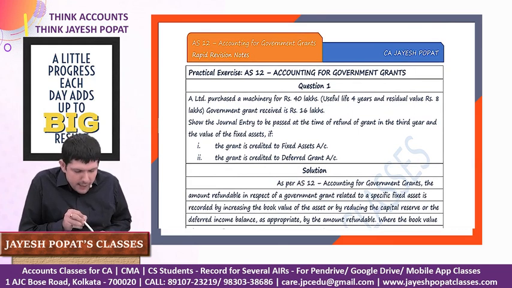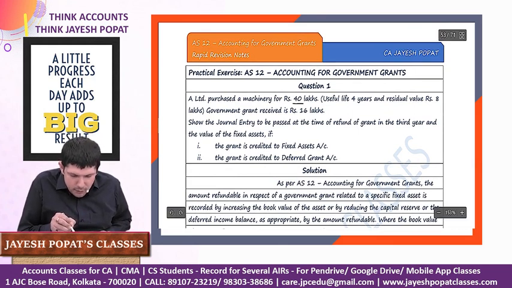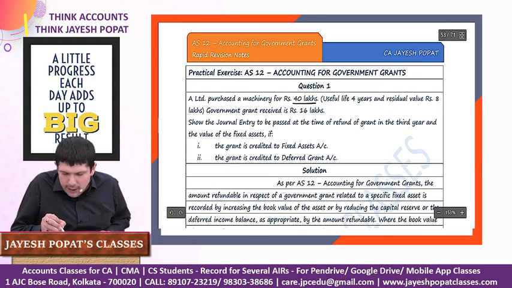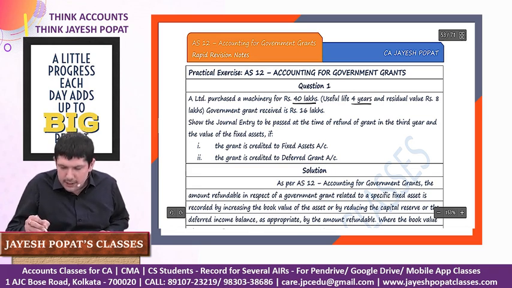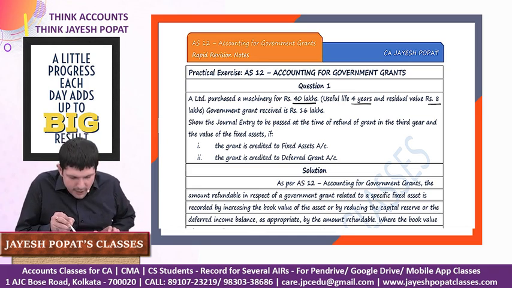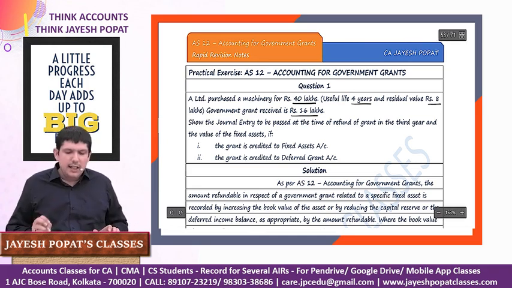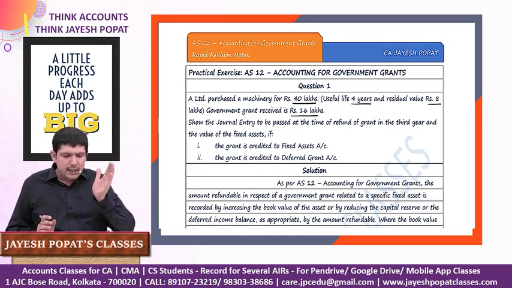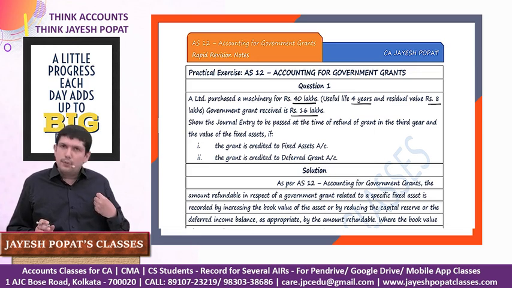Question number 1. A Limited purchased machinery for rupees 40 lakh. The useful life of this machinery is 4 years and the residual value of the machinery is 8 lakh. Government grant received against this machinery is 16 lakh. So this is basically a depreciable asset, and in relation to this depreciable asset, which is machinery, I have received a government grant of rupees 16 lakh.